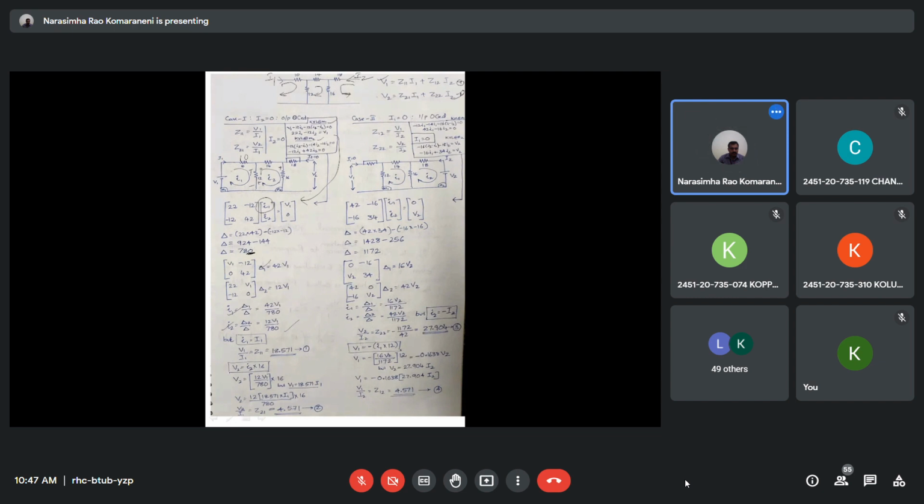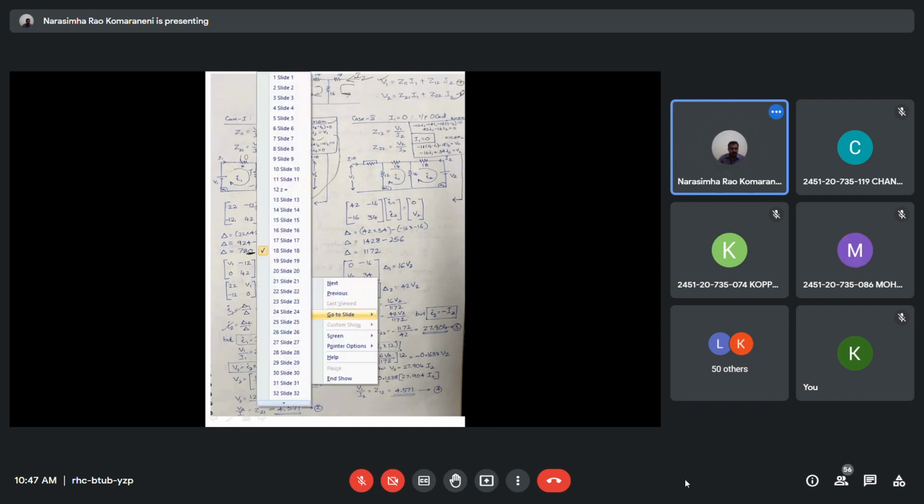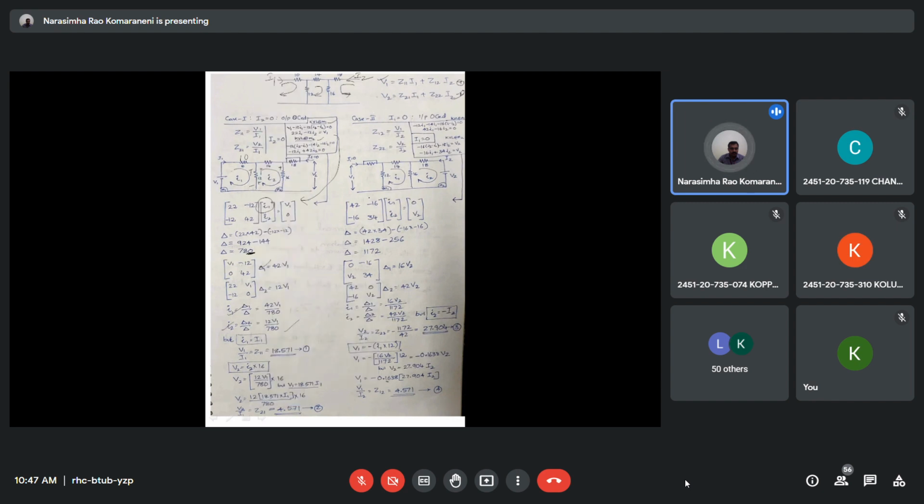Similarly, for V2, what is V2? V2 is nothing but the drop across this 16 ohm resistance. How will you get the drop across this one? If you know the current flowing through this branch, you will get the drop. The current flowing through this branch is I2. So therefore, V2 equal to I2 into 16. So you will get the V2 value. Once we get V2, V2 by I1 is nothing but Z21.